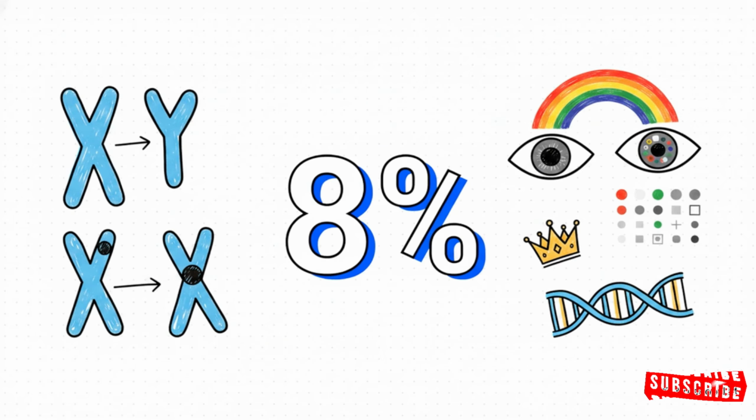I want to throw a fascinating number at you regarding Mendelian disorders. 8%. That is the percentage of males who are colorblind. Now compare that to a tiny 0.4% of females. Why such a massive difference? Well, colorblindness is a sex-linked recessive disorder found on the X chromosome. Since males only have one X chromosome, a single mutated gene guarantees they're going to be colorblind. Females have two X chromosomes, so they need the mutation on both to actually have the disorder. Otherwise, they just carry it hidden, kind of like how Queen Victoria famously carried hemophilia.